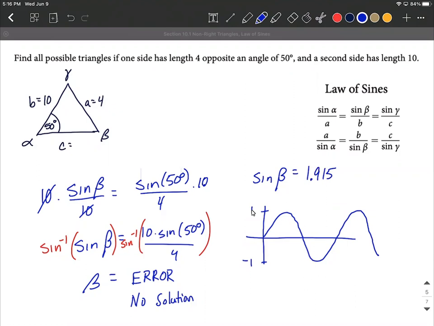So I hope that helps out on why this gave us an error message. And this is going to be a no triangle can be created case. So I hope this helps out. Good luck with law of sines and non-right triangles.